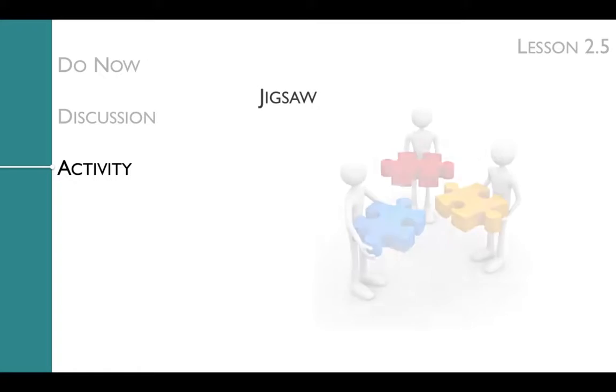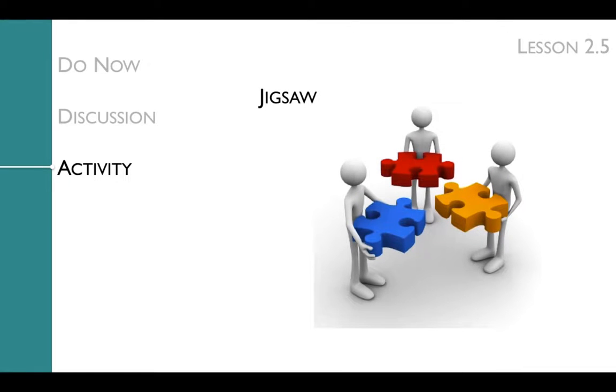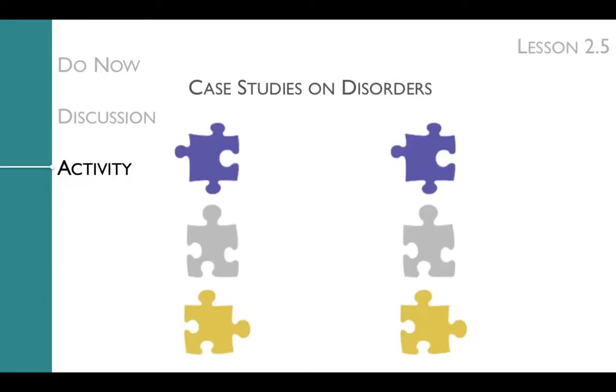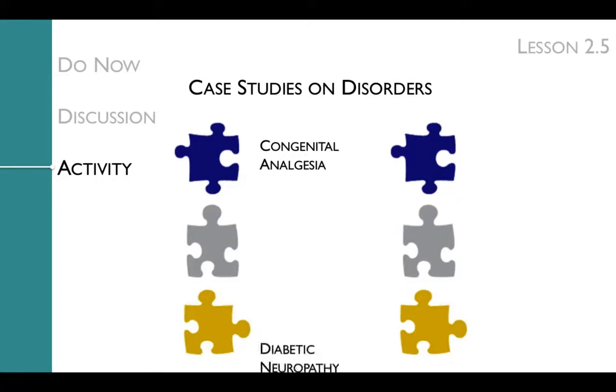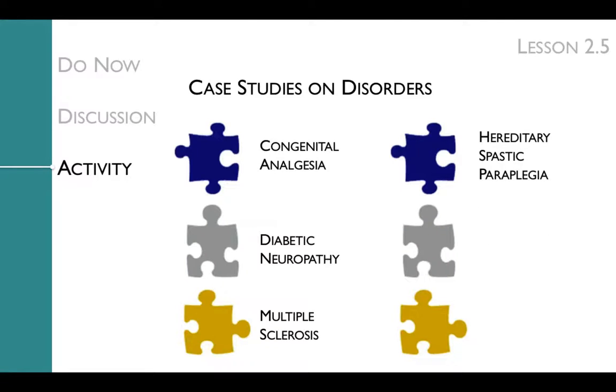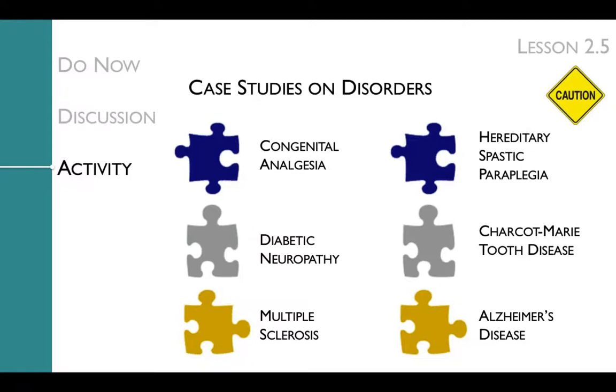In the activity, students will complete a jigsaw, which allows them to explore disorders caused by defects within our neurons. Those disorders, again, are congenital analgesia, diabetic neuropathy, multiple sclerosis, hereditary spastic paraplegia, Charcot-Marie-Tooth disease, and Alzheimer's disease. And caution, you'll want to be sure to double check that the jigsaw readings are all at an appropriate reading level for your students.